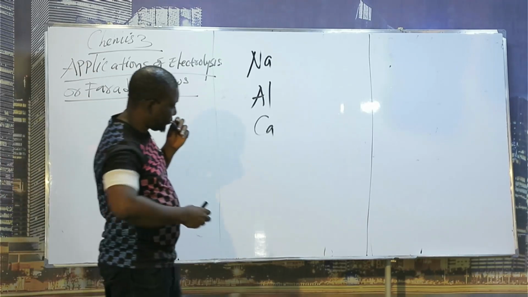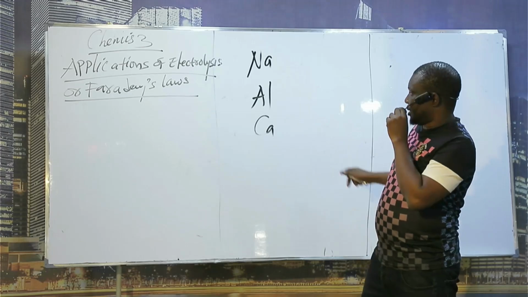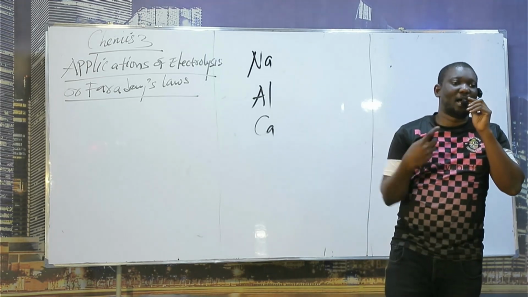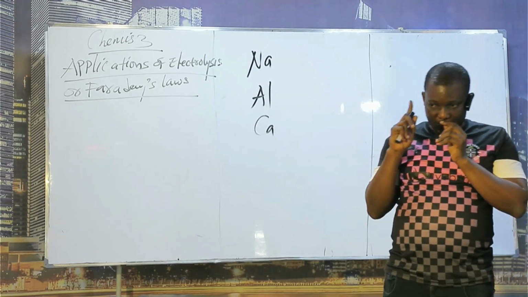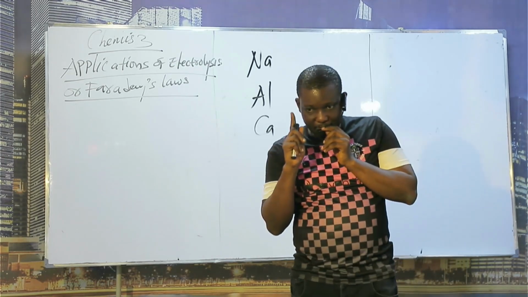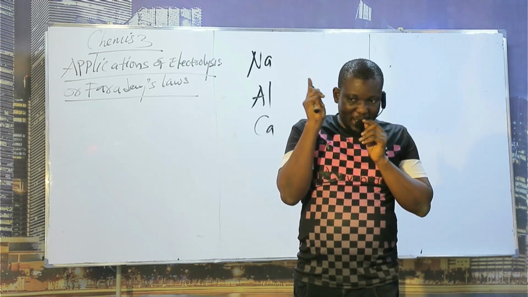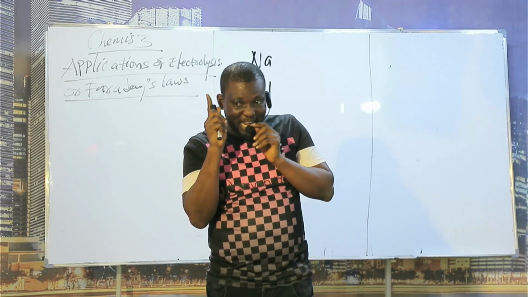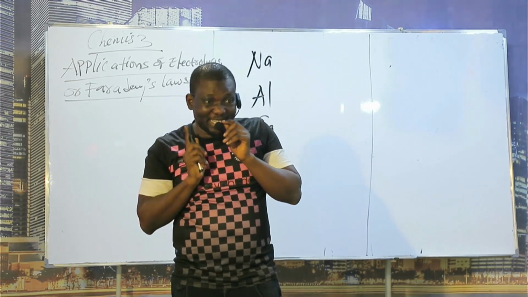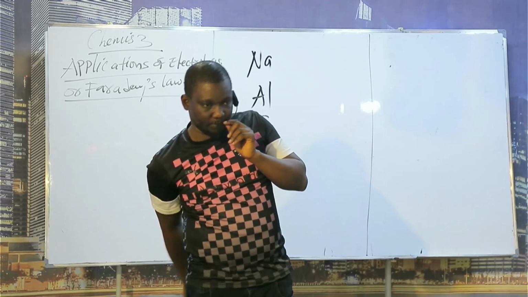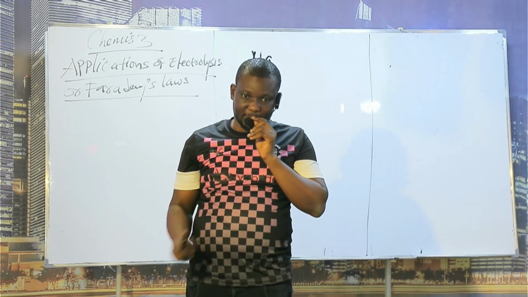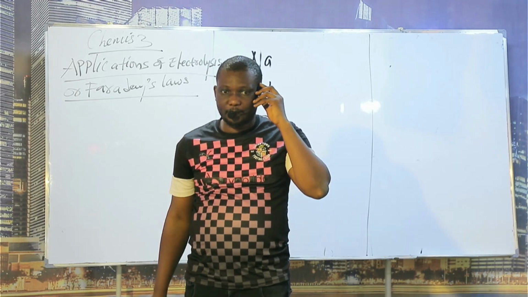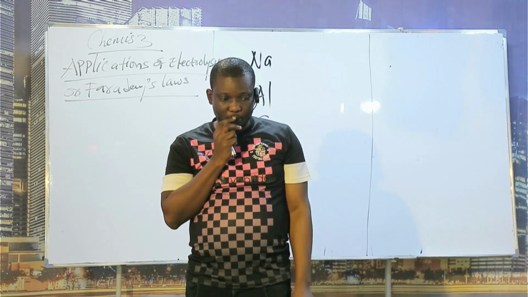So now listen. Since these elements appear not to exist free in nature, it means they must have existed by losing their valence electrons. So metals are elements whose atoms ionize by losing their valence electron, with the exception of hydrogen, to form a positively charged ion. This is what they want you to define. If it is like this, you have your full mark.